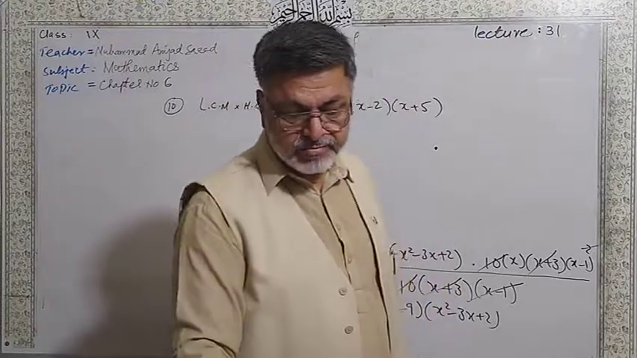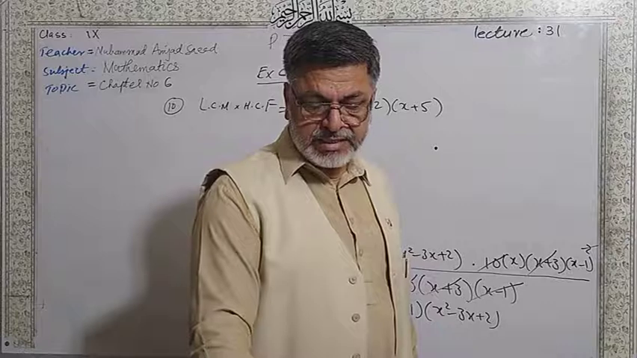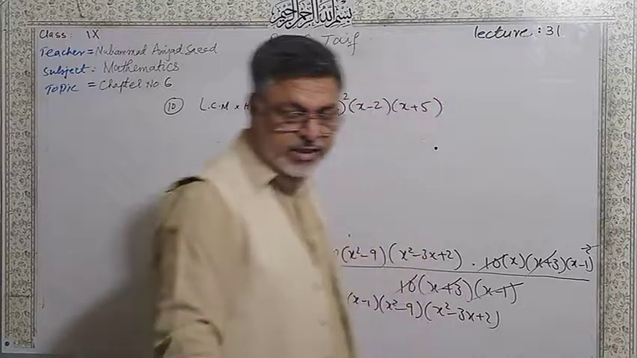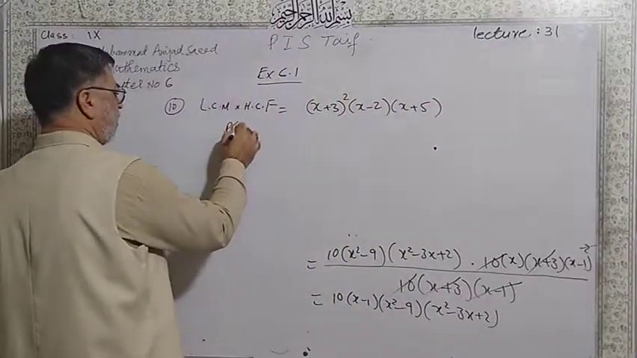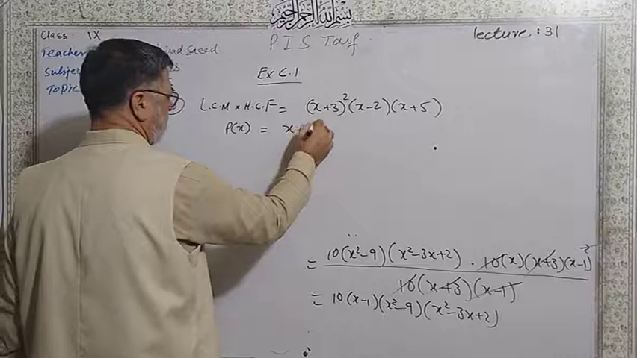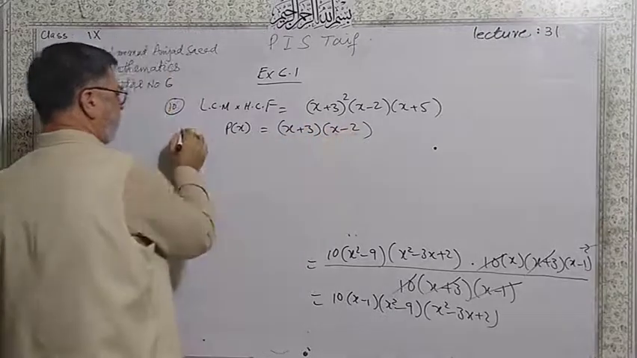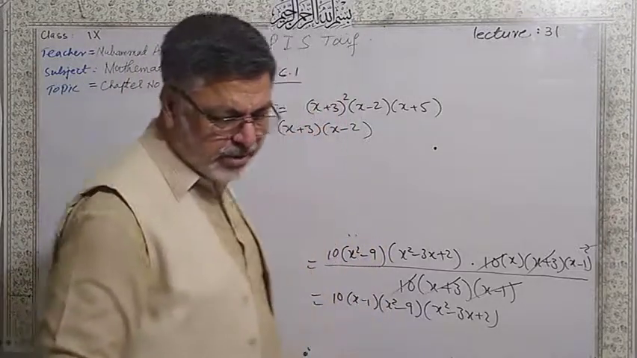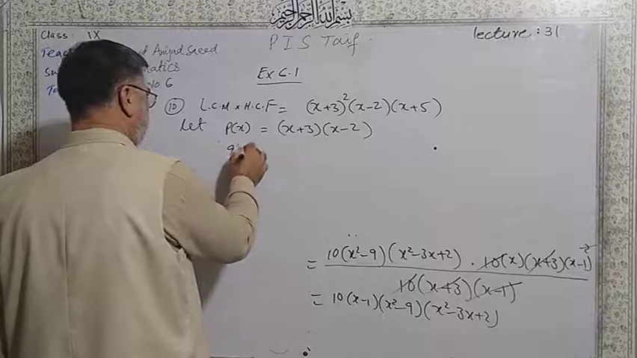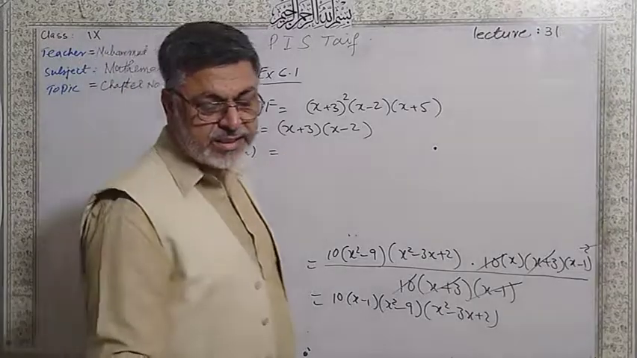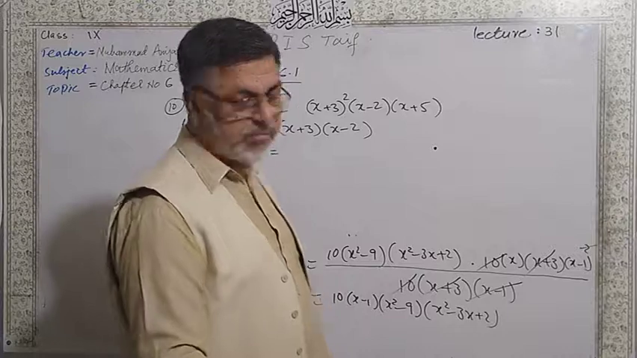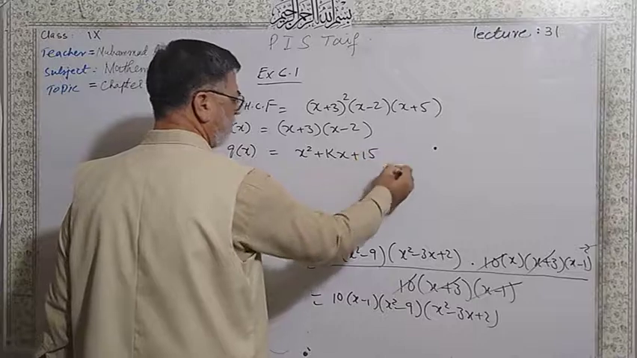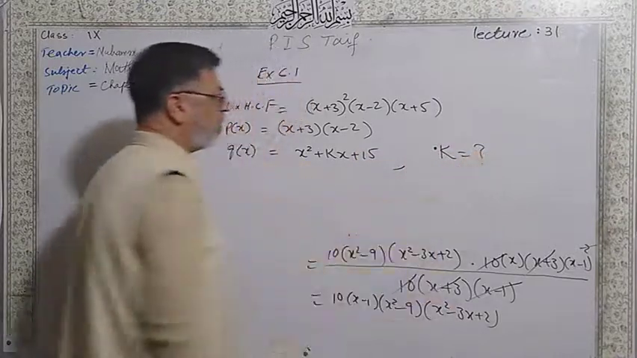Then LCM and HCF of two polynomials is given. If one polynomial is x plus 3, x minus 2, let first polynomial be P of x and the second polynomial be Q of x. That is x square plus kx plus 15. Then find the value of k.